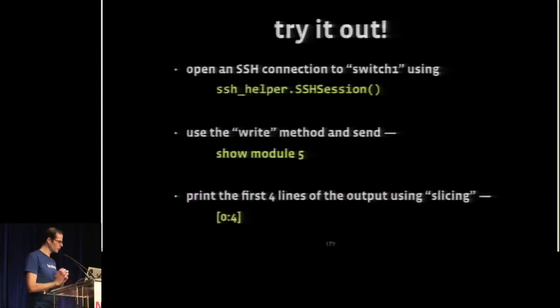Okay, so now I want to take a quick break to have you try that as well. Specifically, try creating an instance of SSH session. All you need to pass in is some value for the device at the beginning. And then try writing show module, number 5. And try to look at just the first 4 lines of output using 0:4. And we'll take a quick break for that. If you have any questions or get stuck, go ahead and raise your hand.